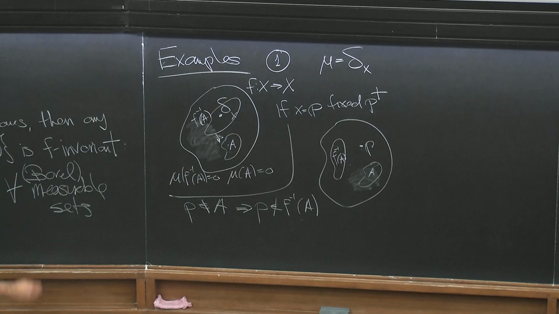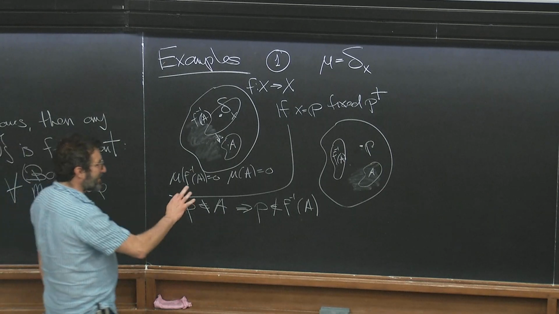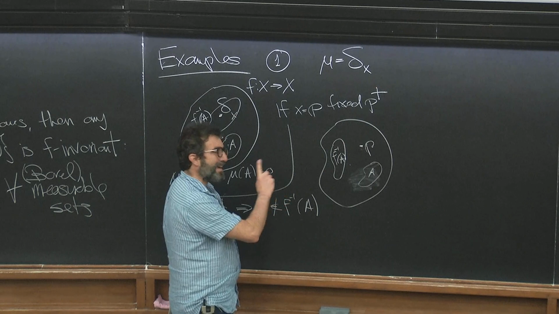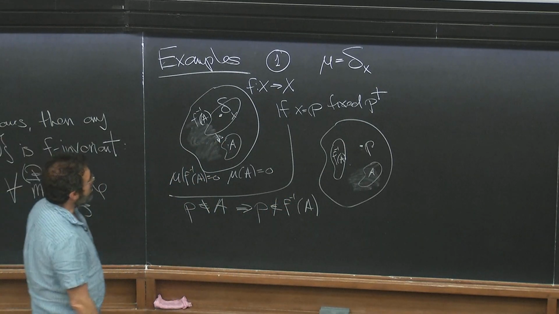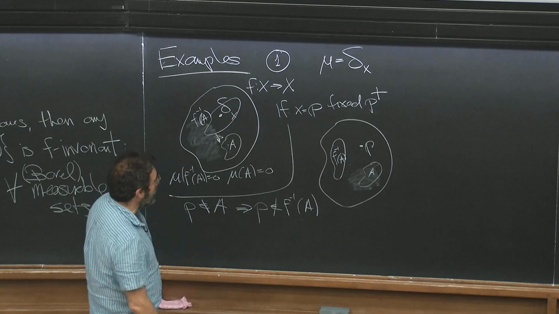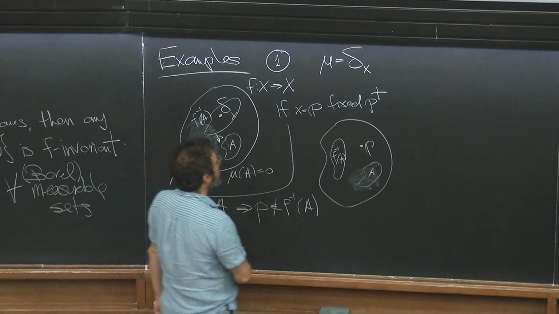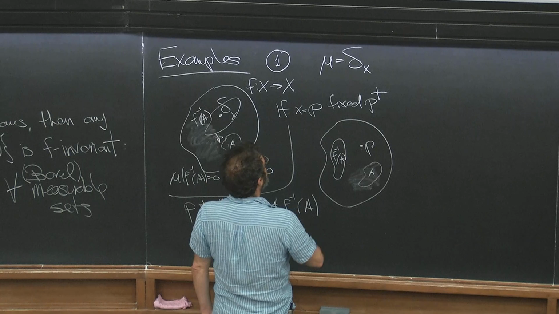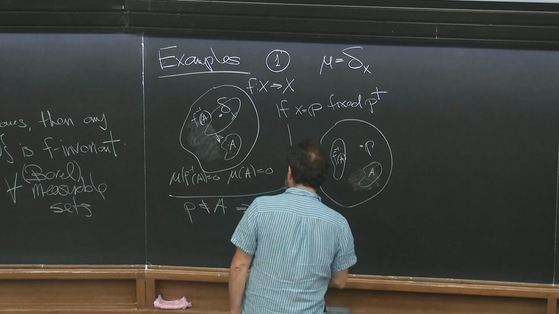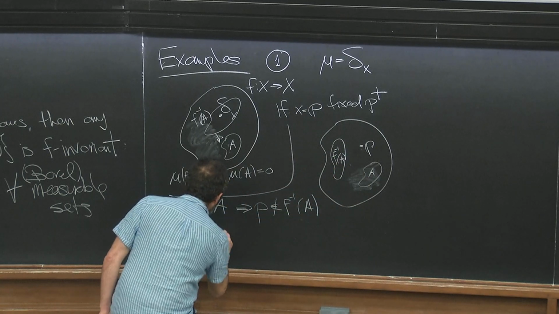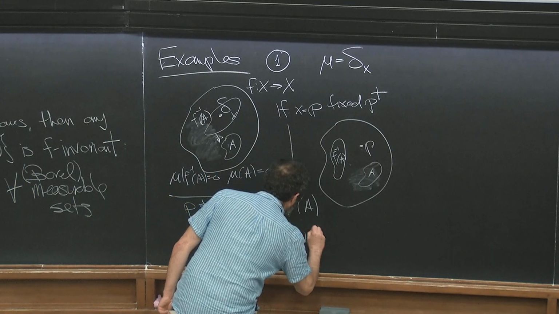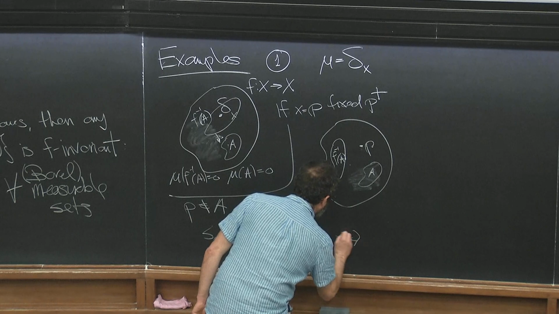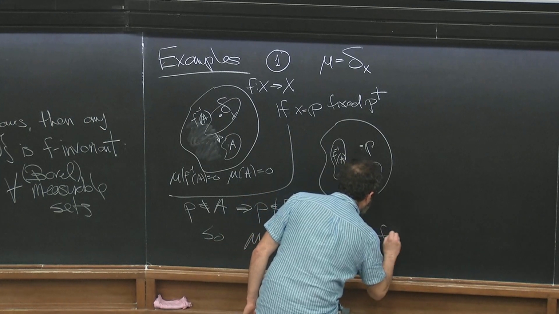Looking at all these cases carefully is something that is better that you do at home, so I will put this as an exercise. But it's fairly easy to see that the conclusion is that mu equals delta of x is invariant if and only if x is a fixed point.